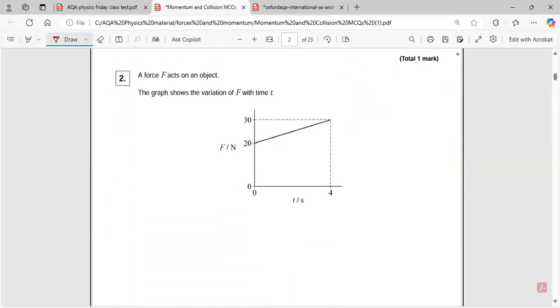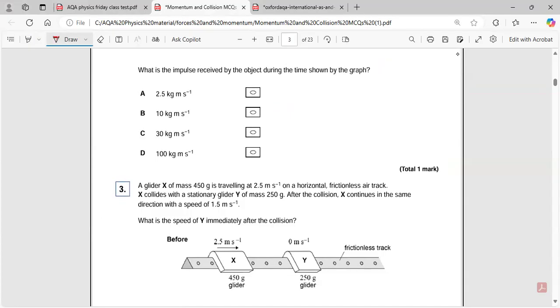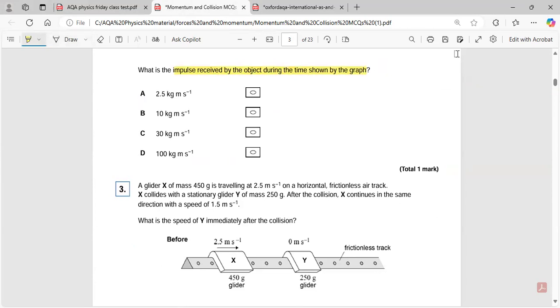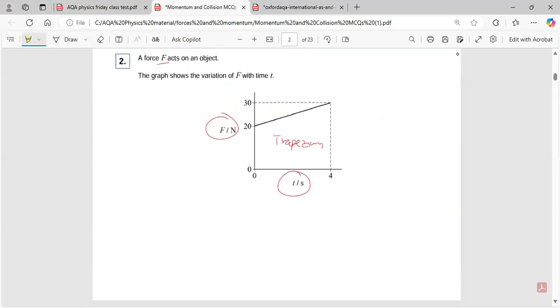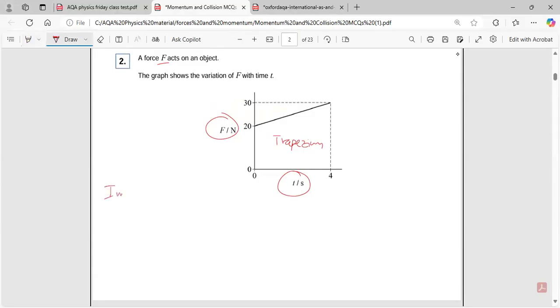It's almost the same. It is force versus time, and this area is now a trapezium. What is the impulse received by the object during the time shown? And you know what impulse is? Impulse is again the change in momentum. So this question involves your concept of impulse. Impulse is equal to force into time, or it is change in momentum, or it is the area under the force-time graph, because it's the same thing.